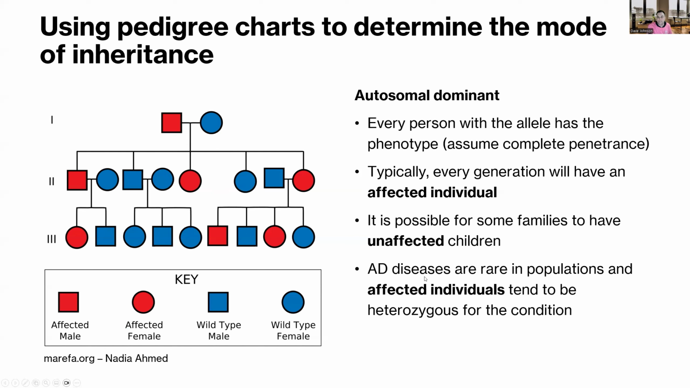Autosomal dominant diseases are typically rare in populations because affected individuals tend to be heterozygous. It's rare because, to get a homozygous dominant individual, both parents would have to have that particular syndrome, disease, whatever, to pass it down. So we often see a lot of heterozygosity when it comes to these.